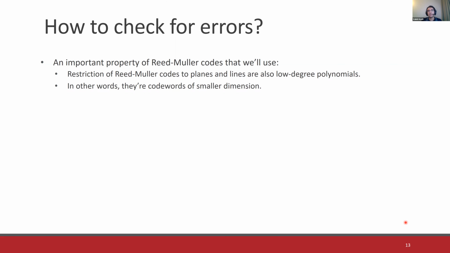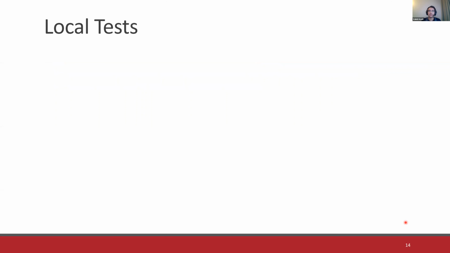This is a very nice property, and you can think of it this way: you're given this big hypercube, but if you look at tiny windows of planes and lines, you also see low degree polynomials there. This property is helpful for defining and working with local tests in this Reed-Muller setting. So what are these local tests?